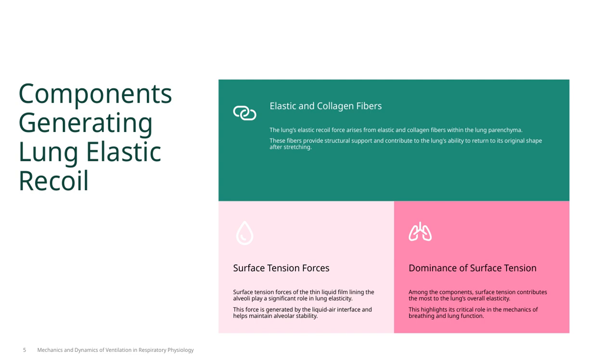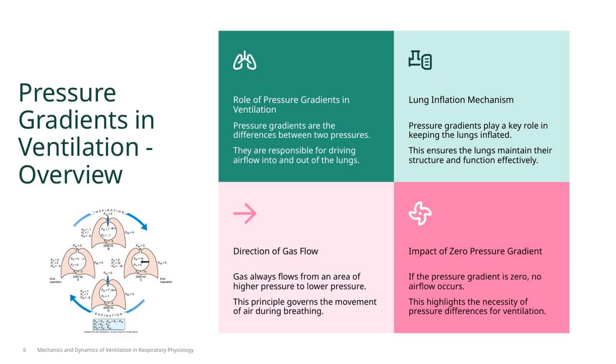Now, when considering what primarily drives lung elastic recoil, surface tension actually takes the lead. It contributes the most to the overall elasticity of the lung. This dominance underscores just how vital surface tension is in the mechanics of breathing and overall lung function. Understanding this balance between elastic fibers and surface tension helps us appreciate how our lungs efficiently expand and recoil with each breath.